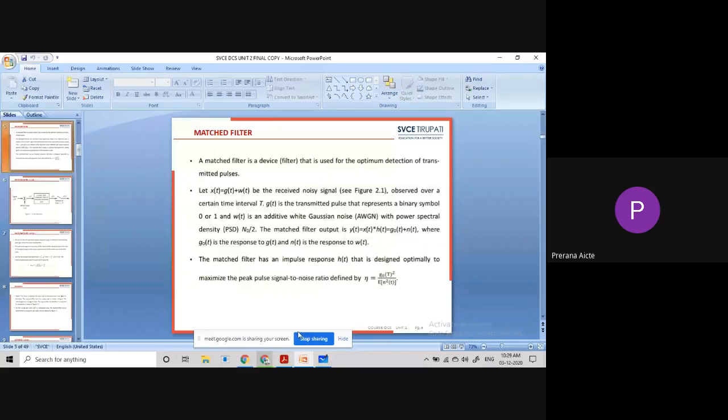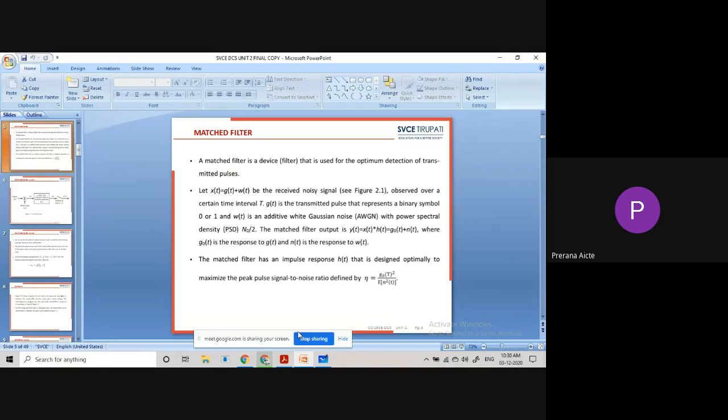Simply, the output of the matched filter is the convolution of the input signal with its impulse response. That is, y of t equals x of t convolved with h of t. We know that x of t, the input signal, is g of t plus w of t, where w of t is noise, which for simplification we assume as n of t. G naught of t is the response to the signal, and n naught of t is the response to the noise w of t.